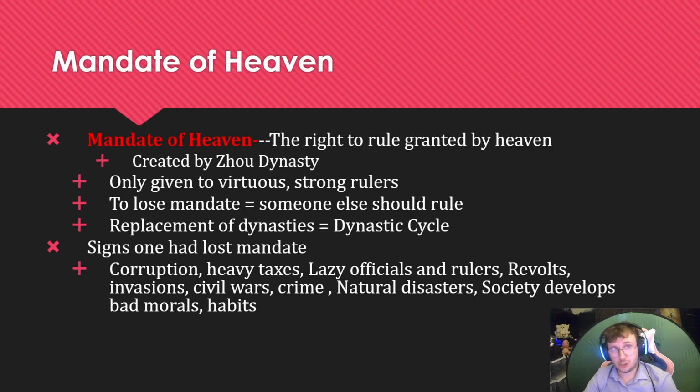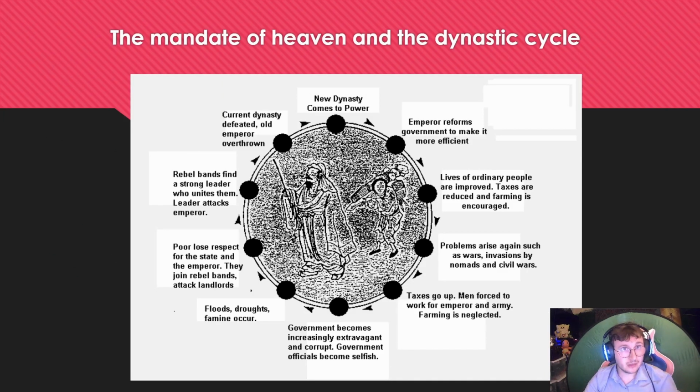And how do you determine whether or not you've lost the Mandate of Heaven, and when to replace your dynasties? Something called the Dynastic Cycle. Now, the Dynastic Cycle is something that looks like this, right? Where a new dynasty comes to power, the emperor reforms the government and makes it more efficient, lives of ordinary people are improved, taxes go down, right? Farming is encouraged.